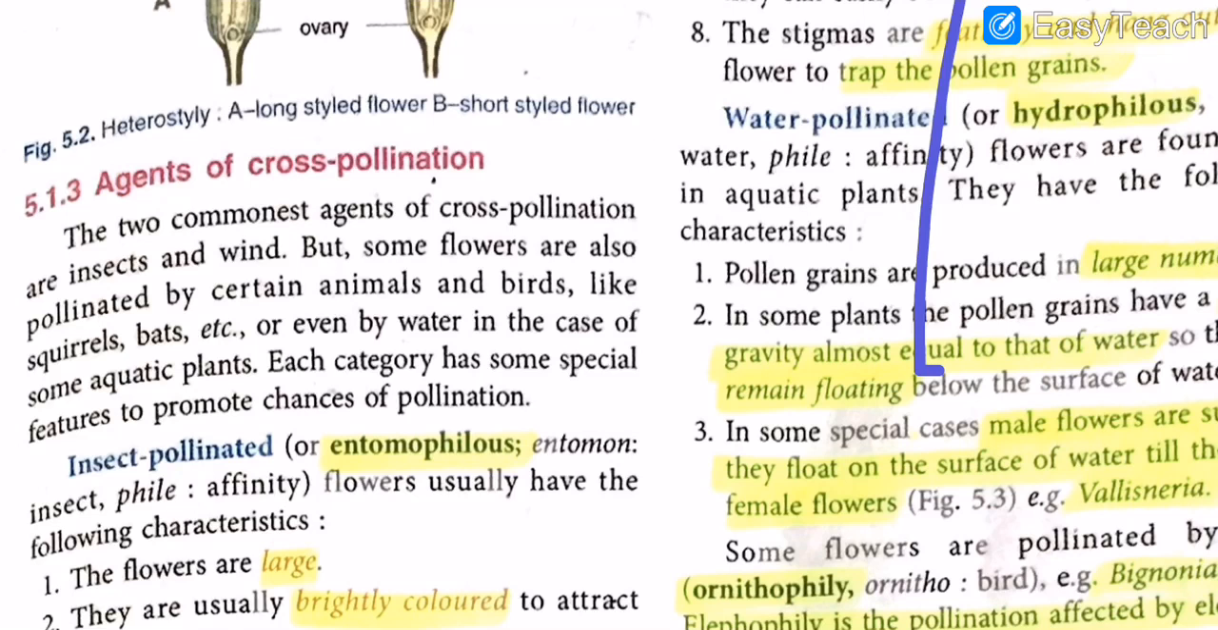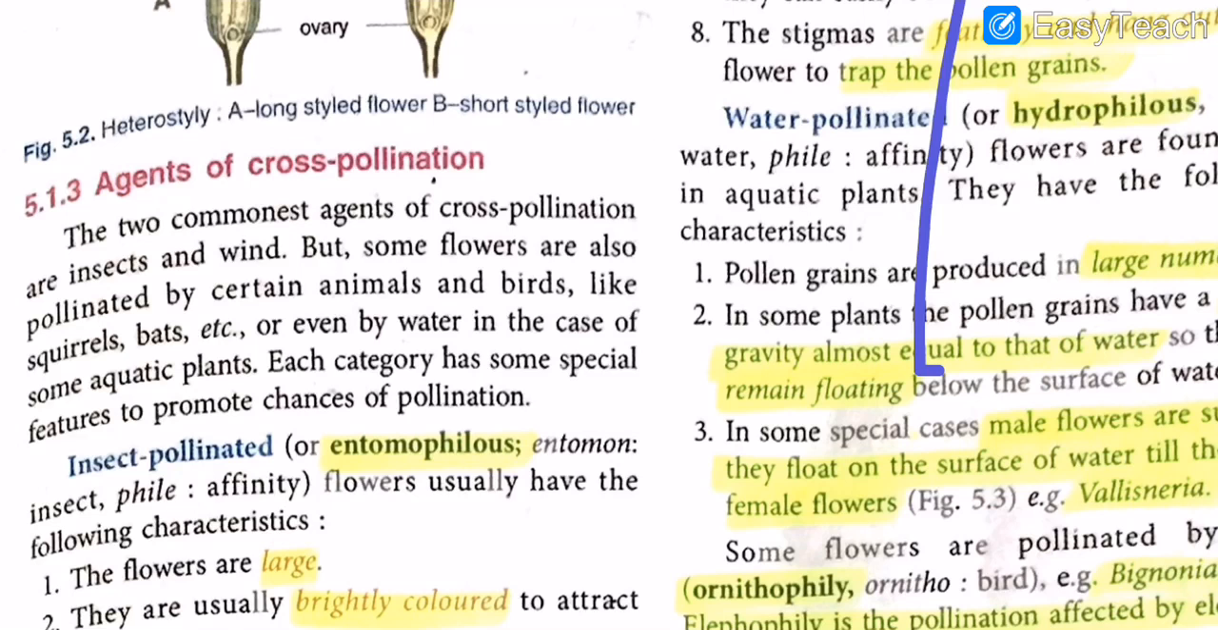So some features of insect pollinated plants would be the flowers are large, they're usually brightly colored, they emit scent for attracting the insects, they produce nectar, the pollen grains are sticky, the stigma is sticky so that they can catch the pollen grains very easily, and they do not generally hang out from the flower, they're within the flower. The flowers tend to be in clusters, to make them conspicuous, especially in cases where individual flowers are small. So the flowers are in clusters, so at least in one of them, the pollen grains can fall, right?